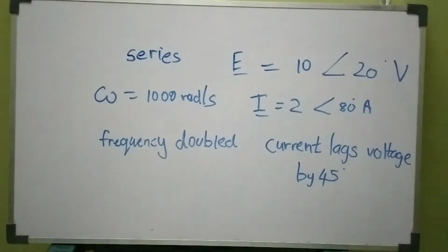The question is, a black box containing series connected elements is supplied by 10 volts at 20 degrees phase. At omega equals 1000 radians per second, I is found to be 2 amperes at 80 degrees phase angle. When the frequency of the source voltage is doubled, the current lags the voltage by 45 degrees. Find the nature and magnitude of the elements inside the black box.